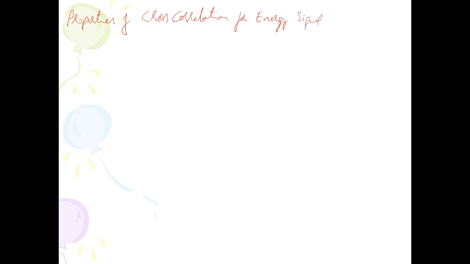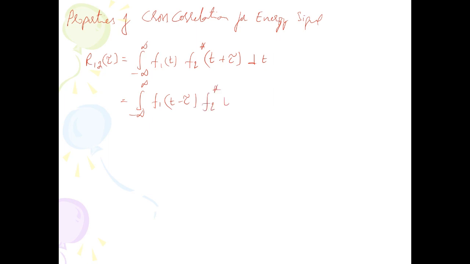So R12 of tau is equal to the integral from minus infinity to plus infinity of f1 of t and f2 star of t plus tau dt. The same effect can be obtained by shifting f1 of t minus tau and f2 star of t.